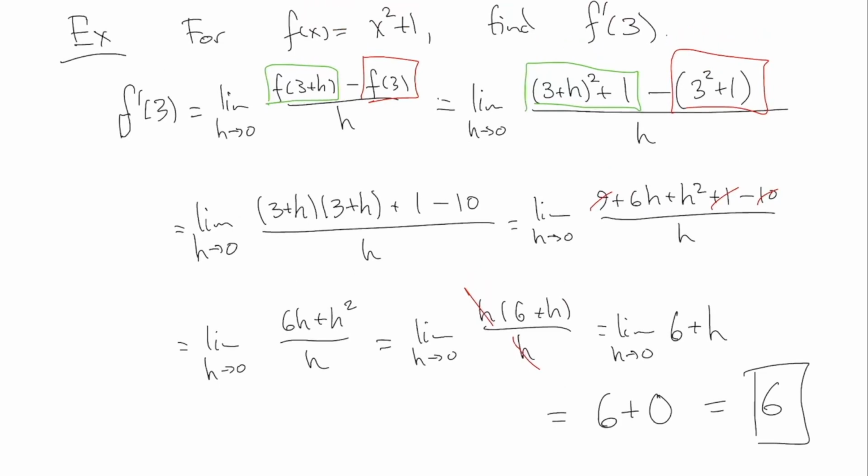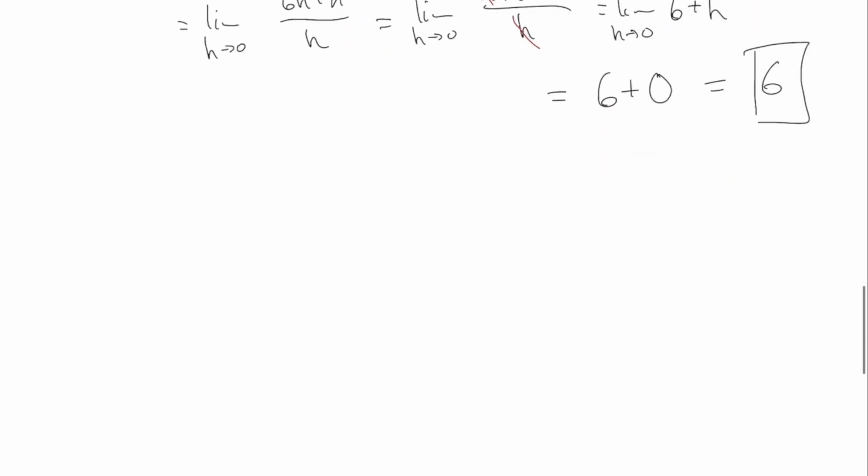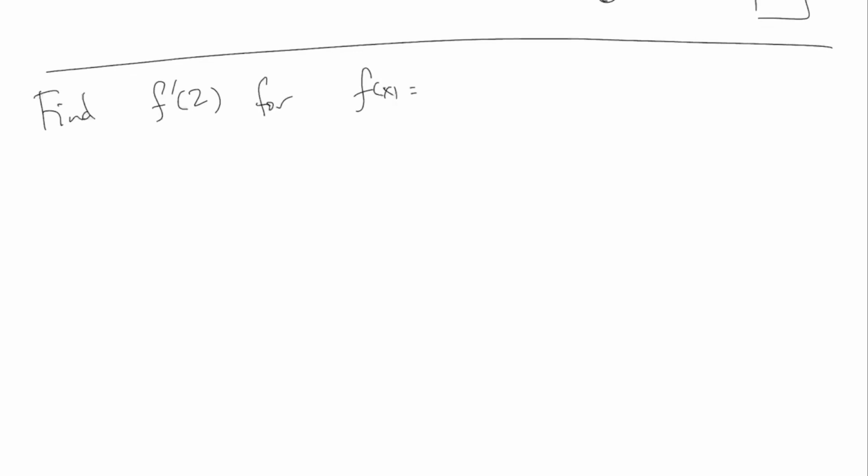Anybody got questions about that one? It is a little complicated. That was an easy one, actually. Let's try one that's a little more complicated, and then I got some for you all to try. Are we ready? Let's try. Let's find f prime of 2 for f of x equals 3x squared minus x.